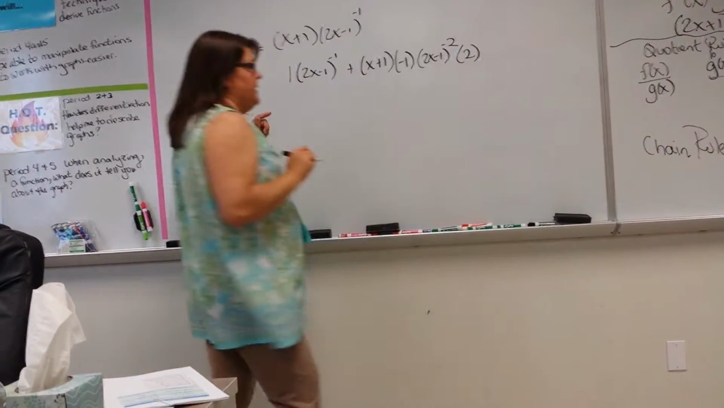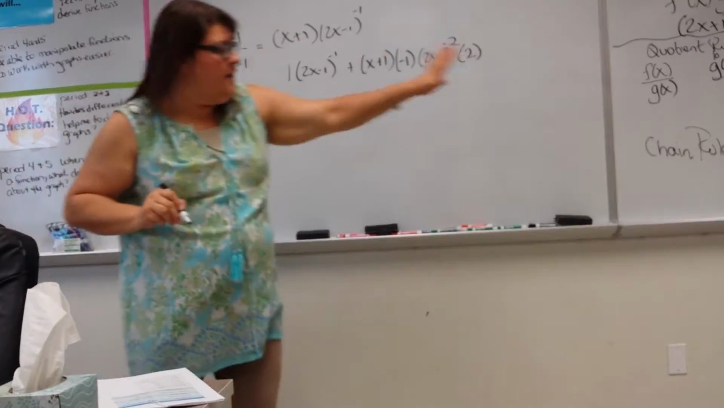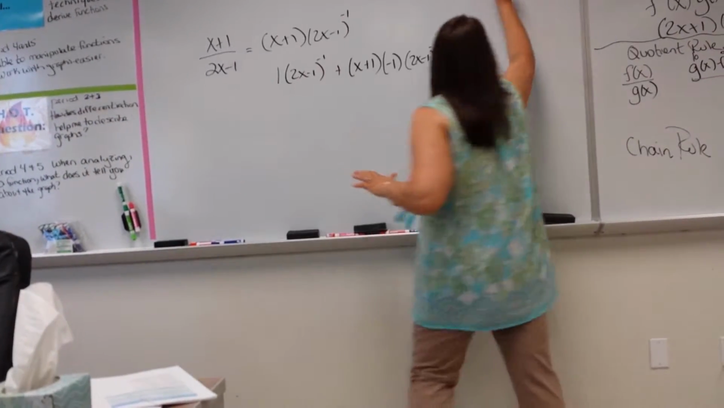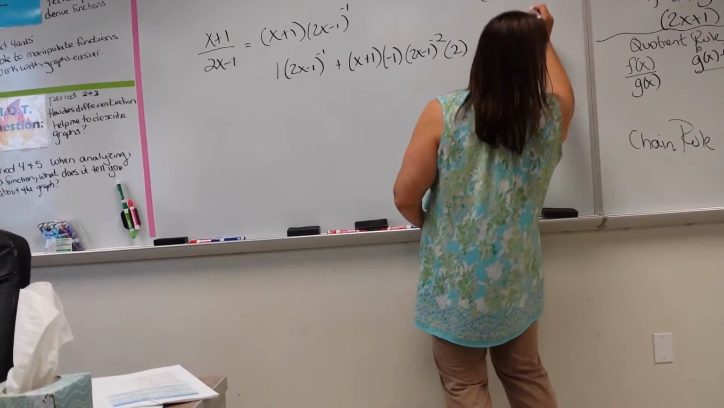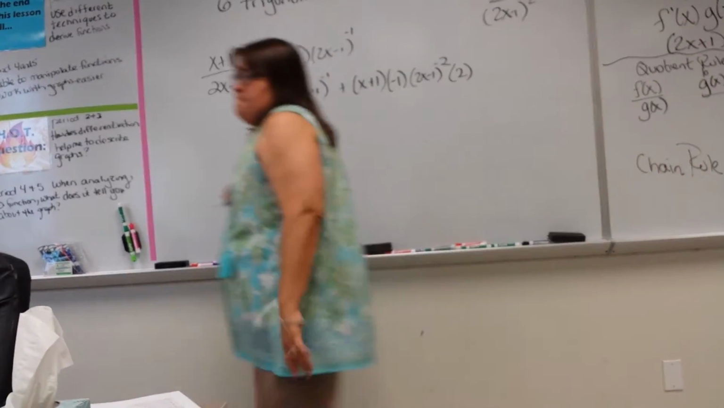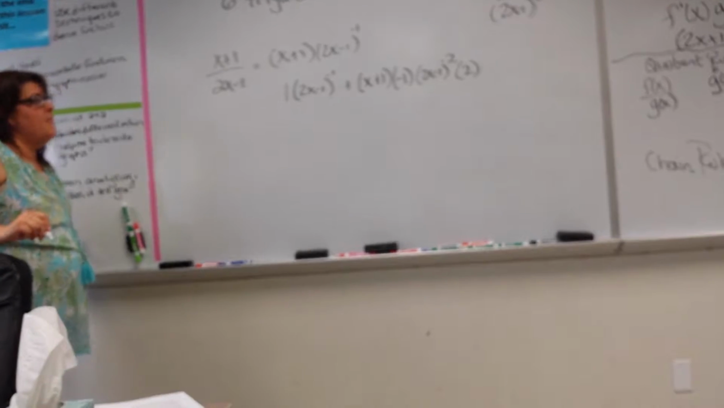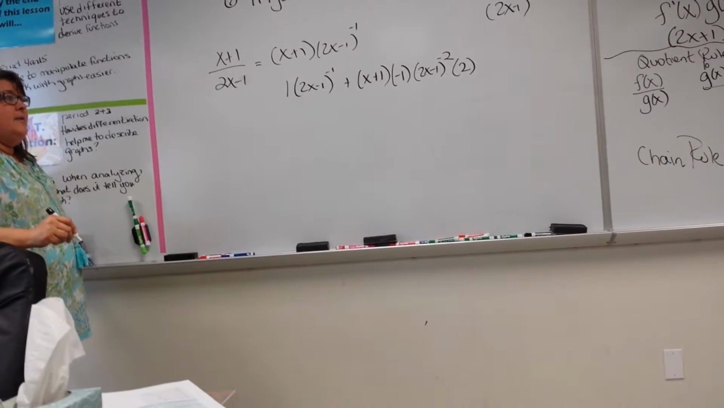Now, that looks nothing like it. Our goal is to make it look like negative 3 over 2x minus 1 to the second, right? Are we good so far? Well, there's a lot of things you can break down.